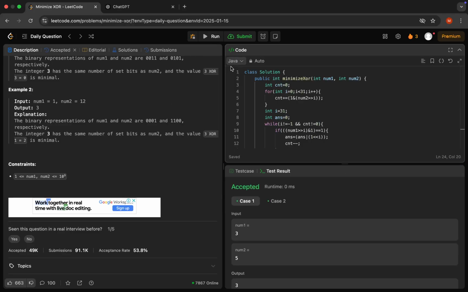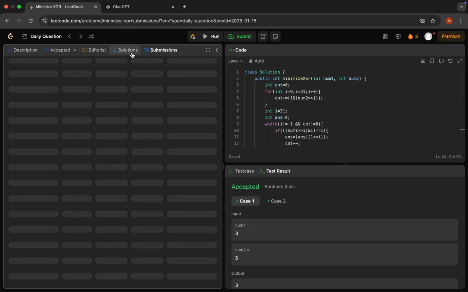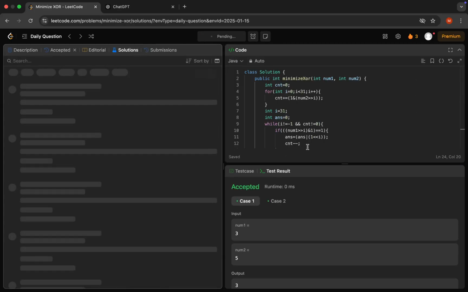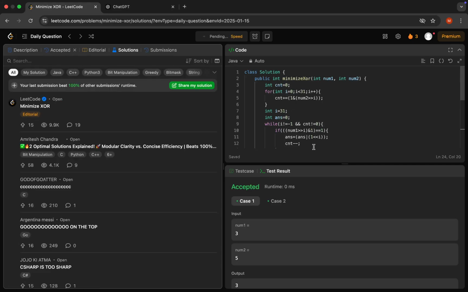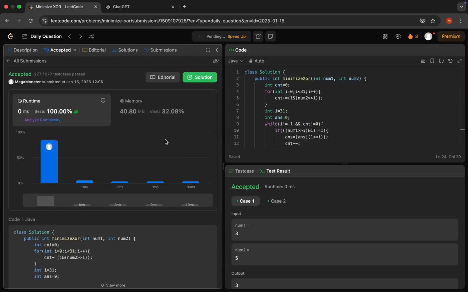I have already submitted it. Let me submit it again. The net is a little bit slow, but I have already submitted the solution. It will get accepted.